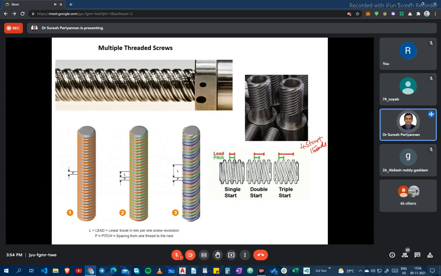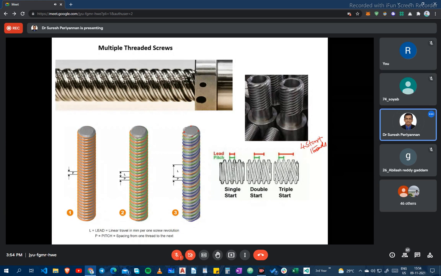See here, one thread is starting at 0 degree. The second thread is going to start at 90 degree. The third thread is going to start at 180 degree. Every 90 degree a thread is going to start. Then the fourth thread is going to start at 270 degree. This is called multi-threaded screws.